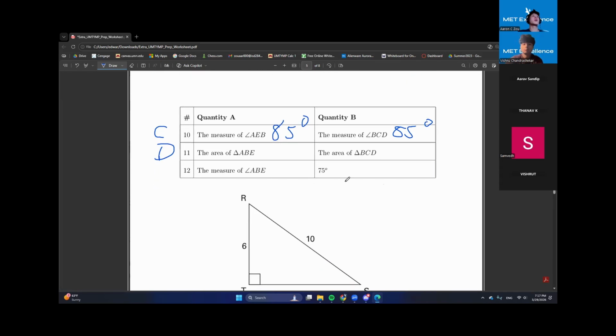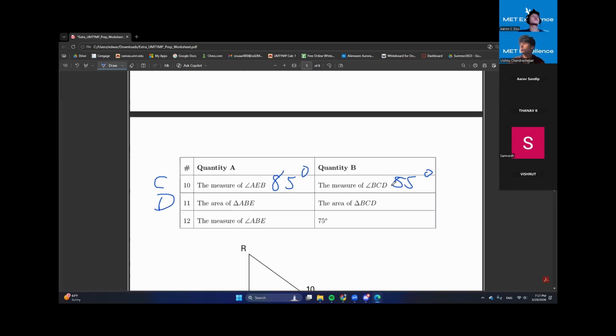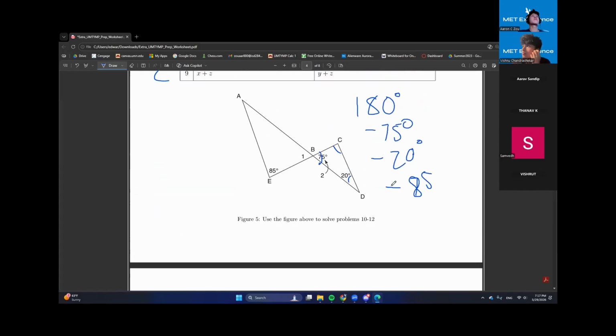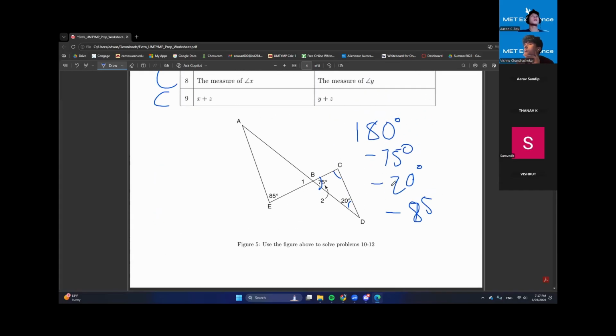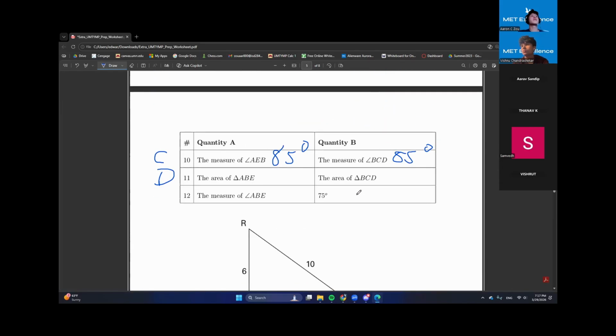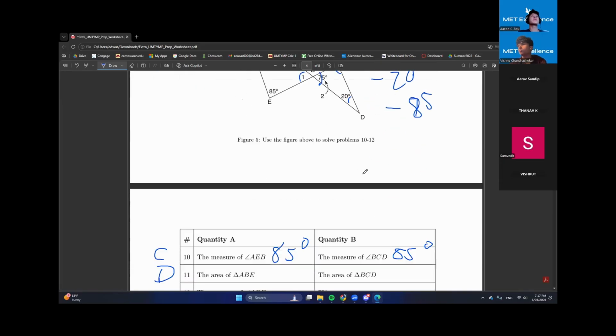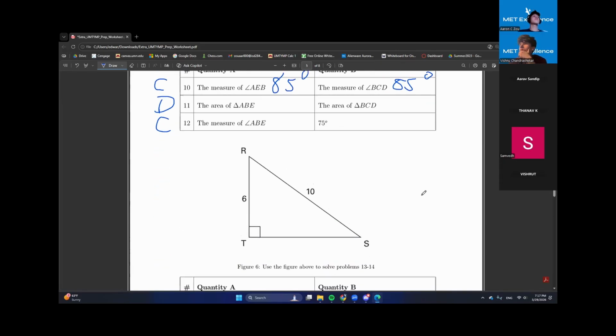Now for 12, the measure of ABE is this angle right here, which is marked 1, and 75 degrees. Well, again, these are vertical angles, so this answer is C.